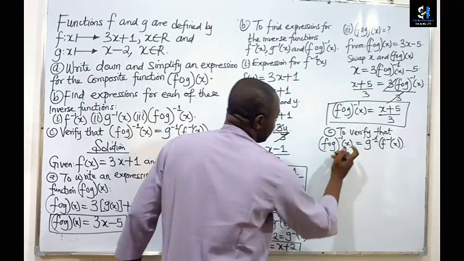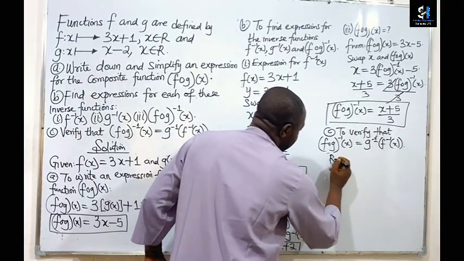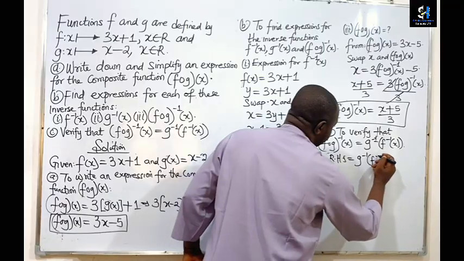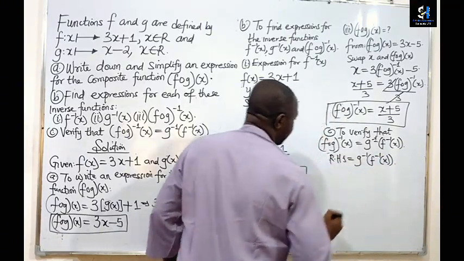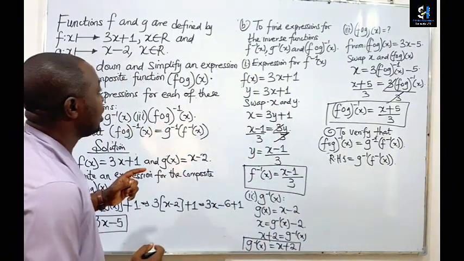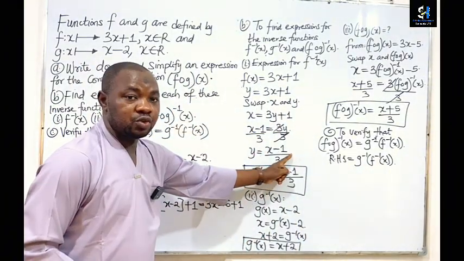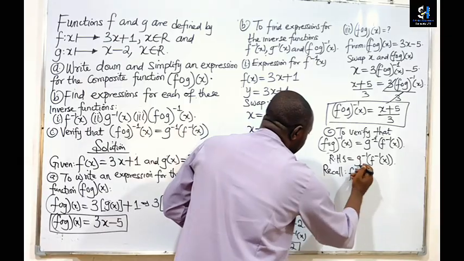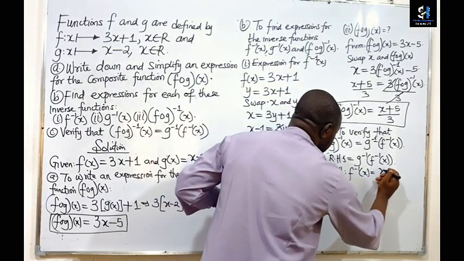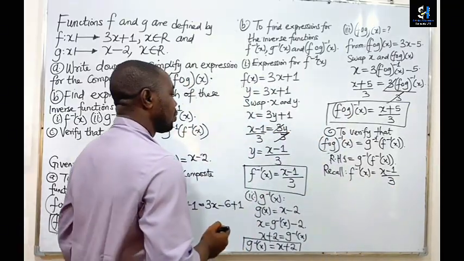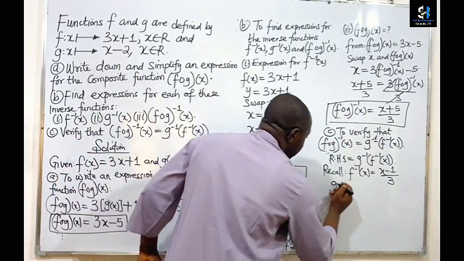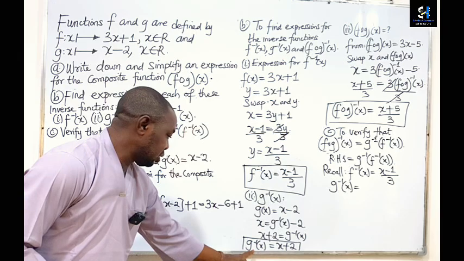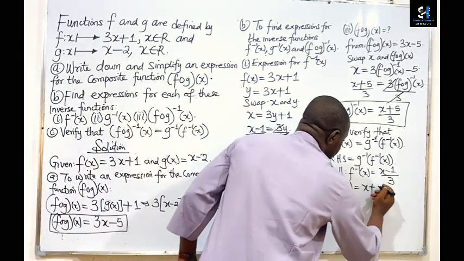So we have the right hand side to be equal to the inverse of g of inverse of function f of x. Now the inverse of function f of x, we have that to be x minus 1 over 3. So let's recall, the inverse of function f of x is x minus 1 over 3. Also, the inverse of function g of x is x plus 2. So we have x plus 2.